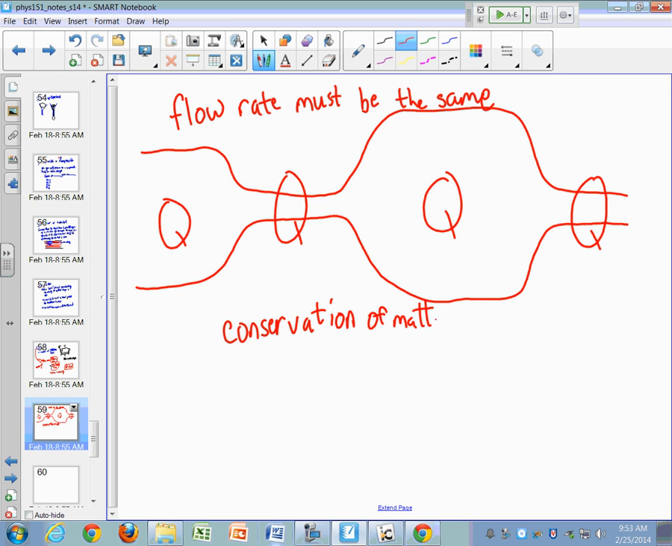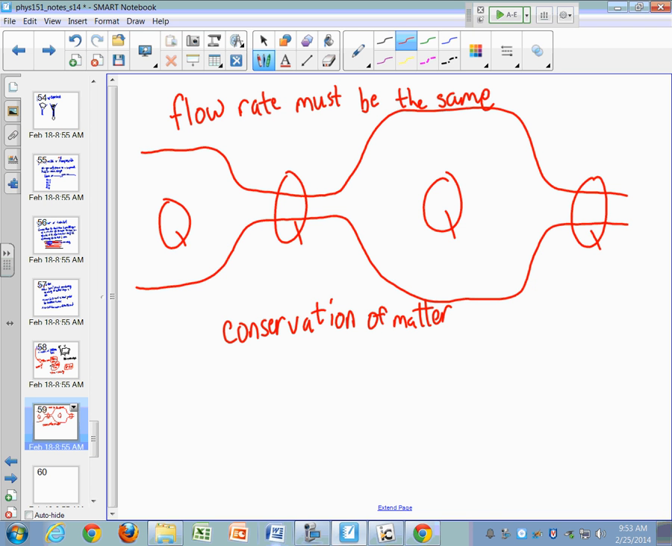And so this idea that the flow rate has to be the same just comes from the conservation of matter, that you can't destroy or create matter. You can only change it between forms. And when we're talking about an ideal fluid flow, if the flow rate's the same, it's because you're not introducing fluids to the system, which would change the flow rate, and you're not taking fluids away from the system, which would also change the flow rate. You follow what I mean?